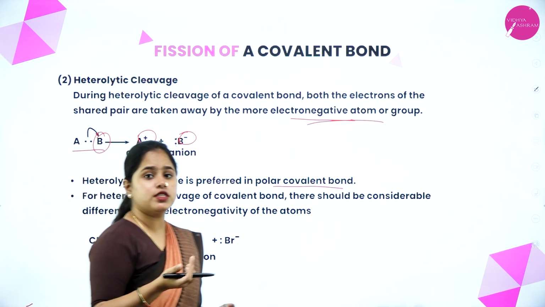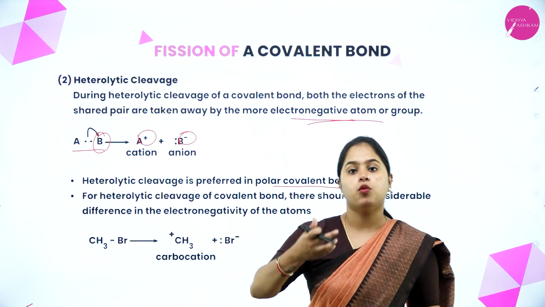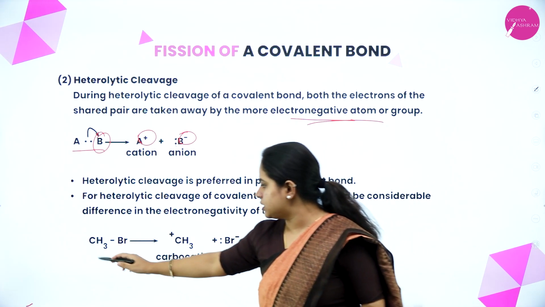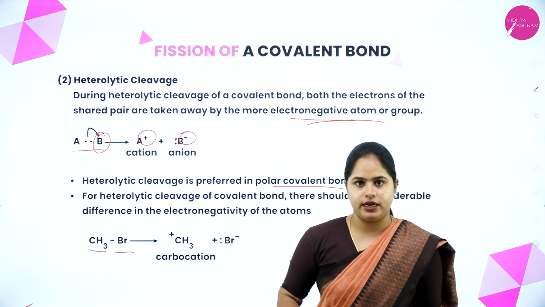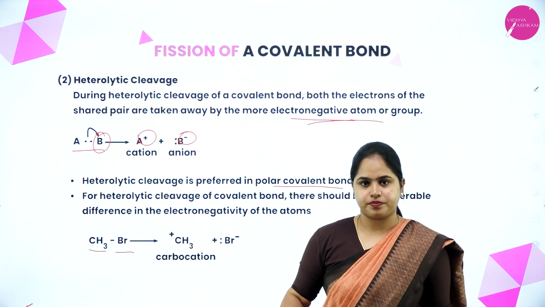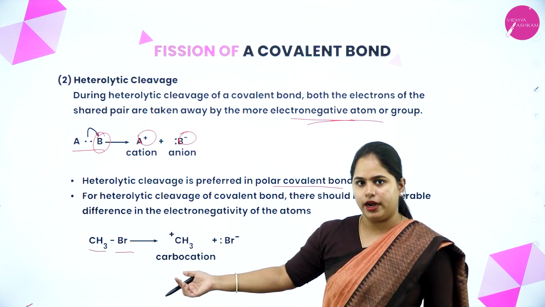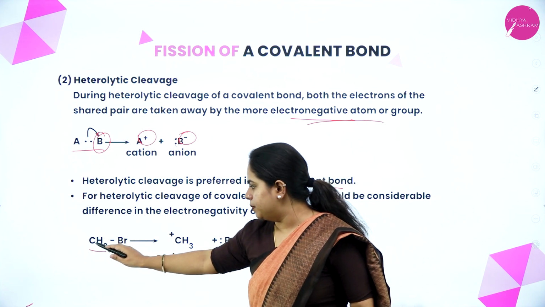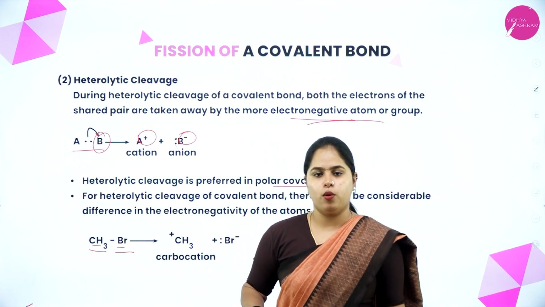There must be a difference in electronegativity, then only the more electronegative atom can take up the shared pair of electrons. So as you can see, there is an alkyl bromide here, CH3Br. This is methyl bromide or bromomethane, right? So in this case, what is happening? There is carbon and bromine, right?